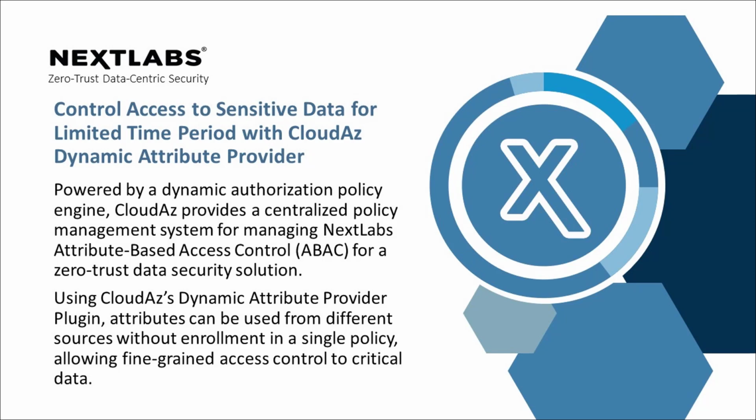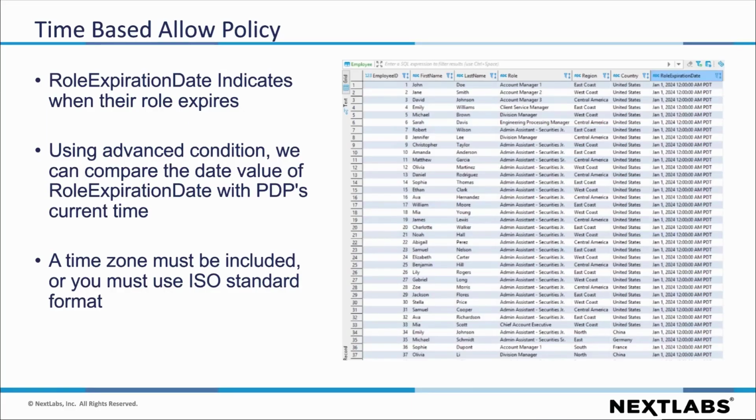In this video, I'll demonstrate how to make a policy that is only valid for a certain period of time. The Dynamic Attribute Provider plugin can pull attributes from different data sources without enrolling them on CloudAz, and use attributes from different sources in one policy. If you're unfamiliar with what the AP plugin does, we will attach a link to our previous videos in our description. For this use case, I have added an additional column called role expiration date.